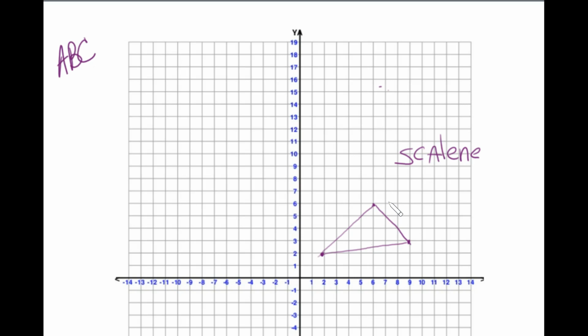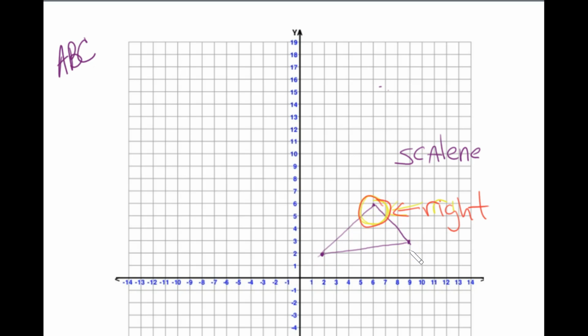Now, how do I know if it is a right triangle, acute, or an obtuse angle? Well, if you look very closely at this angle here, you'll notice that this is a right angle. Let's do it in red. So we notice that this right here is a right angle. So here you have a scalene right triangle when you go to classify this triangle.